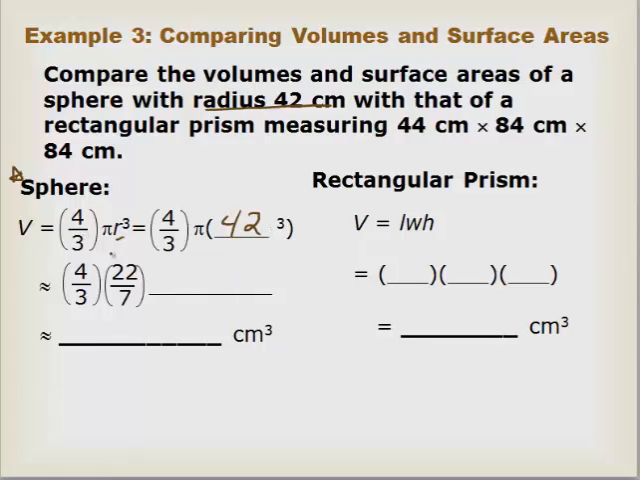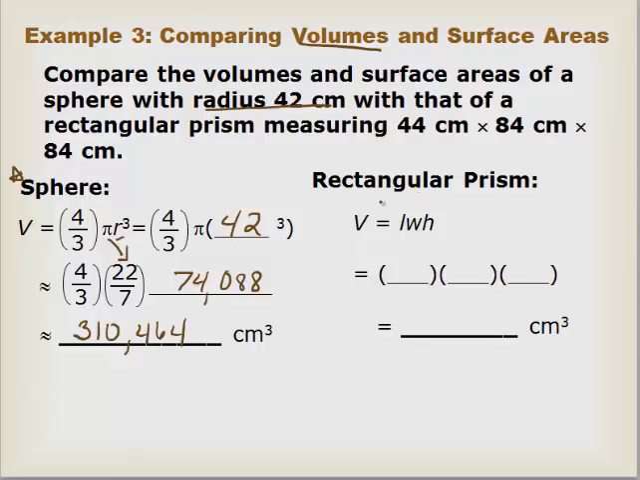4/3 I bring straight down. Pi, in this case, I'm using 22 divided by 7 in place of pi. And then 42 cubed is 74,088. I multiply these together. My answer is 310,464. And this is my volume.